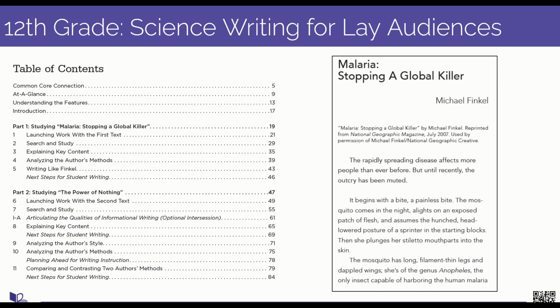Lastly, 12th grade's Science Writing for Lay Audiences unit provides students with two different texts in which the author is presenting a complex scientific topic to a popular audience. Now, as at the other grade levels, students examine key content and ideas, but there's also a particular focus on the author's method and style in this unit. Just like the 11th grade unit, students are going to write more than one response, the first explaining key content in the second text, and the final task comparing the two authors' methods and style.